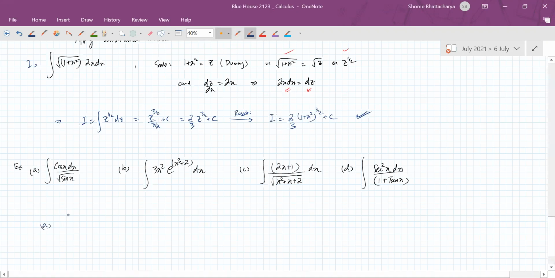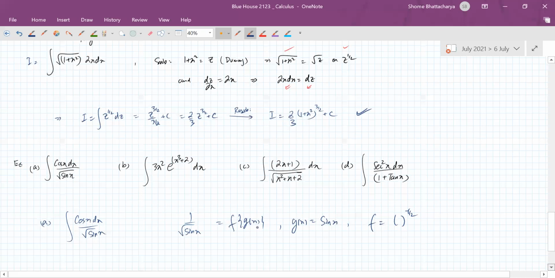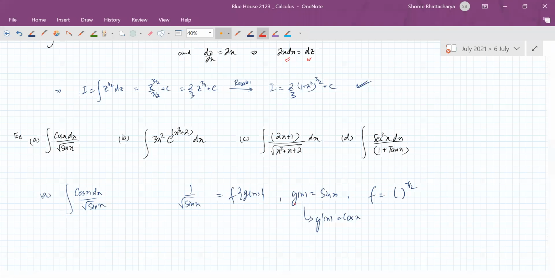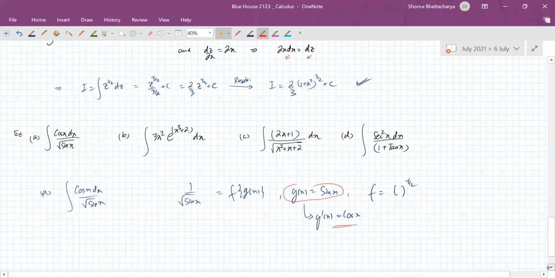So in the first one, you can identify that if you take 1 upon root sine x as your f of g x, okay, then your g x is sine x, right? And your f is power minus half. Okay. And then your cos x is g prime x. So this is the critical step. See, whatever you take your g x, your g prime should be there in the integral. Okay. So therefore, I can substitute.